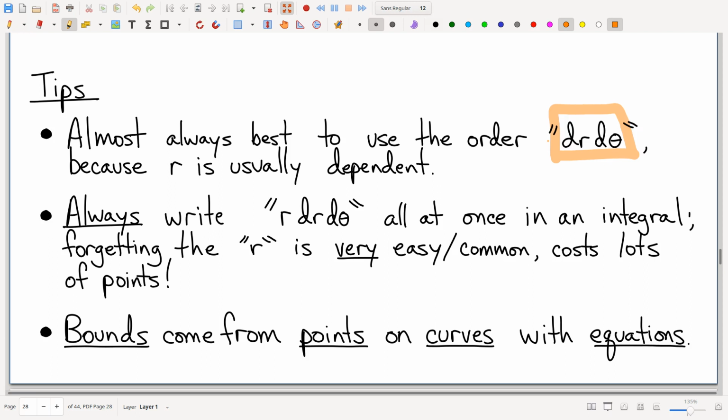Now here's another little bit of advice, with the understanding that we are going to do the dr on the inside and the d theta on the outside. Please don't write that down. I think it's a really bad idea. I encourage you to always write down r dr d theta all at the same time. Why is that? Because that r is your stretching factor. That stretching factor is what makes change of variables work. That one little factor r is the multivariable calculus part of this multivariable calculus technique.